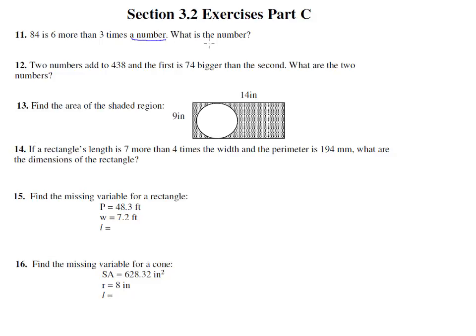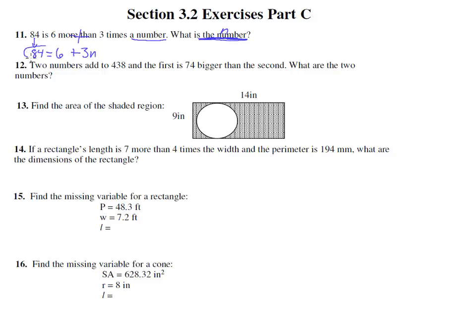What is the number? So we've got to pick a variable in order to go backwards and find out what that number is. Let's pick n for number, or x or p, or whatever you would like. So translate this into an equation. 84 translates into 84. Is means equals. 6 more than is a plus. That's a plus 3 times a number. And we picked our number to be represented by n.